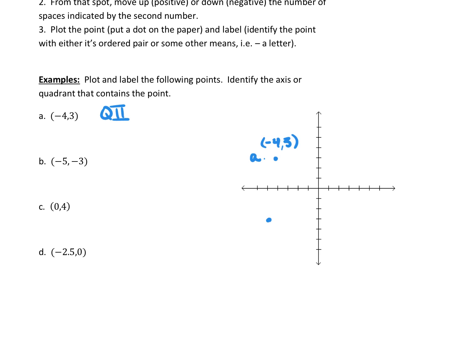We label, and again, you can either label this as B, or you can label it using the ordered pair, -5, -3. All right, this point is in quadrant 3.